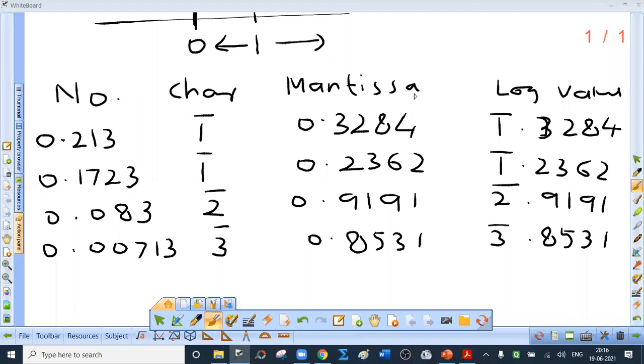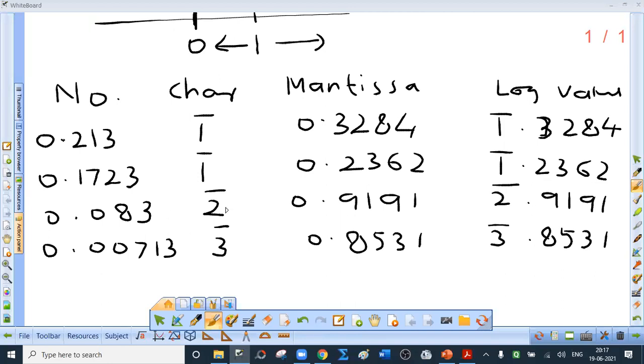Good, good. Almost all students have written correct answers. 0.1723, as I said, bar 1. Find the number which is in row 17 and column 2. See, in log tables, it is 2355. To it, add the number which is in the same row, that is 17th row, but column 3 in mean difference section, it is 7. So it comes out to be 0.2362. So what is the final log value? Bar 1.2362. Next, 0.083. There is 1 zero after decimal point.